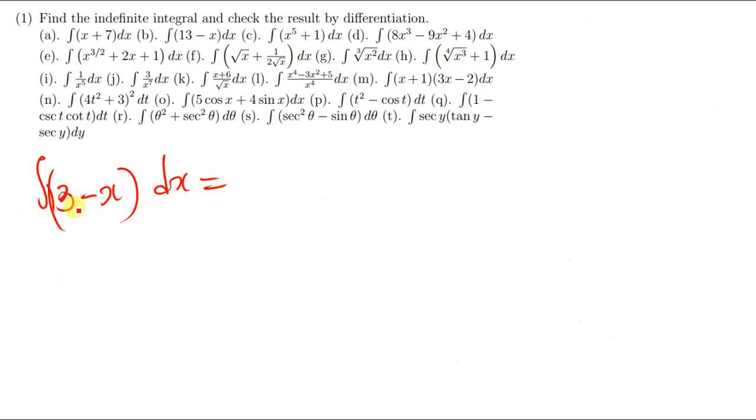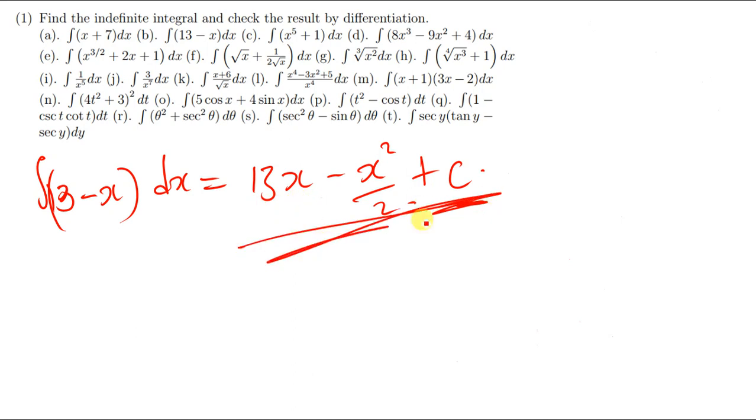So dx means with respect to x. So when we integrate 13, we're going to have 13x. When we integrate negative x, we're going to have negative x squared over 2. So this is how you do the integration. Because it's an indefinite integral, you don't have to forget to add a c.